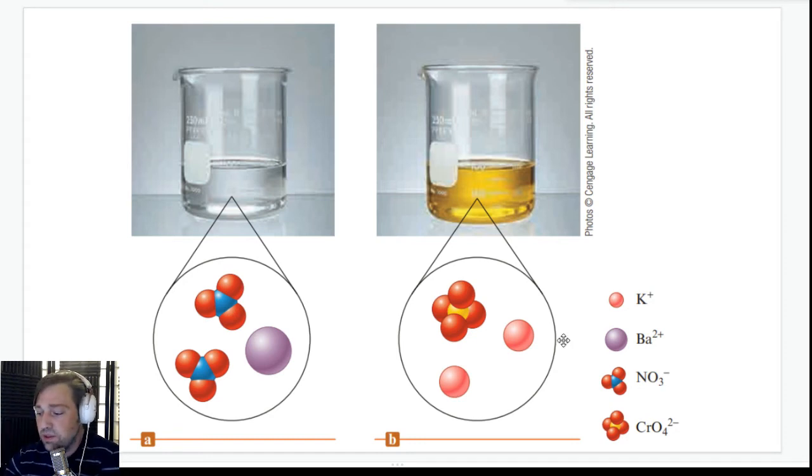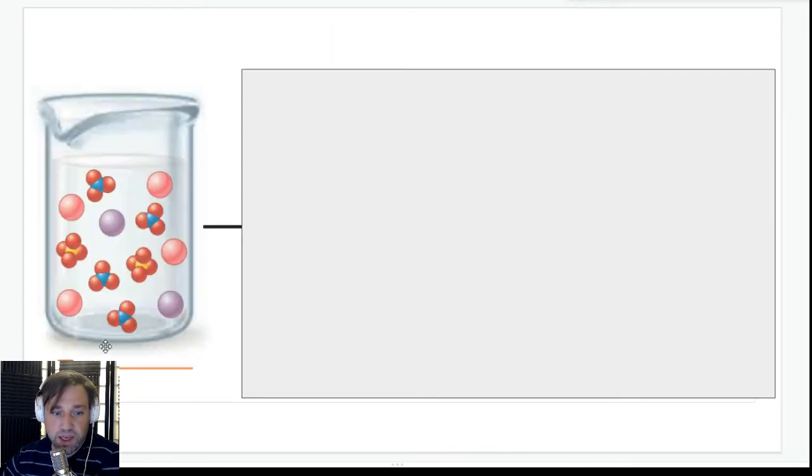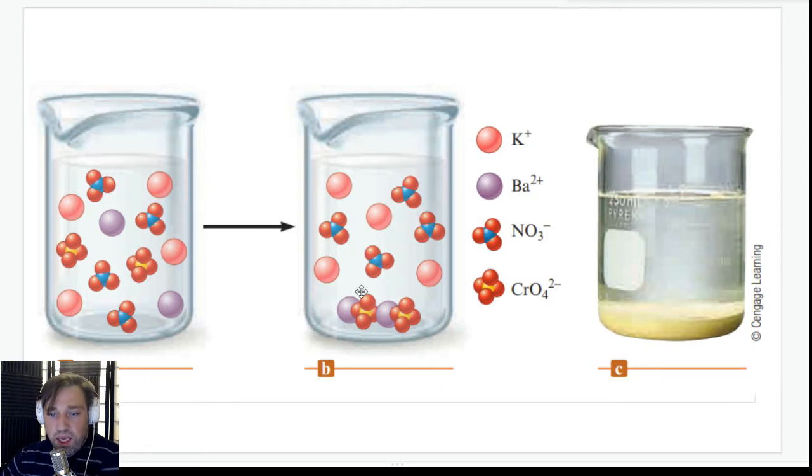This goes back to the idea of representations of chemical reactions. Make sure that in this you represent it appropriately. So what happens? We take these two things, and we mix them together. Now we have a solution with all of them mixed up. And what happens? One thing that's going to happen is that the barium and the chromate are going to start falling out of solution.